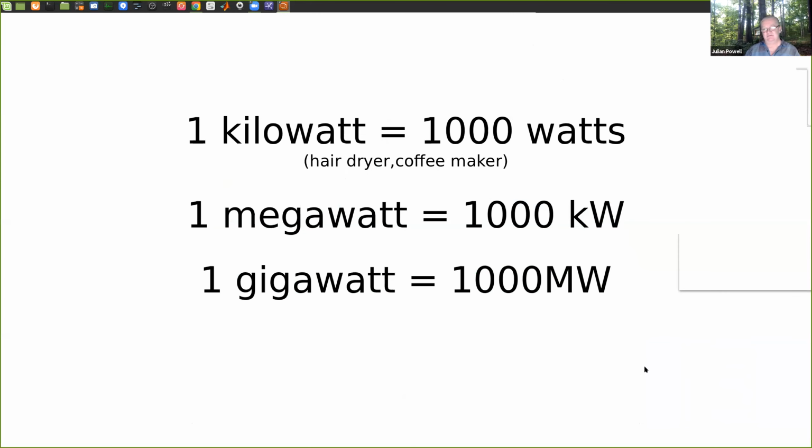So a kilowatt is about the amount of power that a hair dryer uses or a coffee maker. You know, good sized appliance, but not super huge. A megawatt is 1,000 hair dryers, and a gigawatt's a million hair dryers. And to get a sense for what a gigawatt is, that's like the average output of one nuclear plant or one very, very large natural gas fired plant.